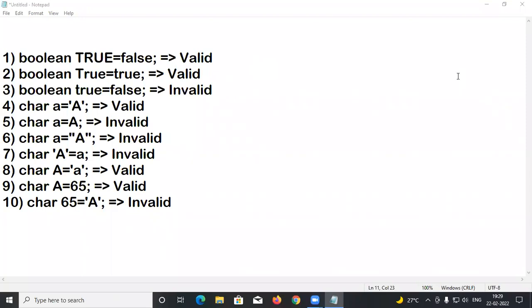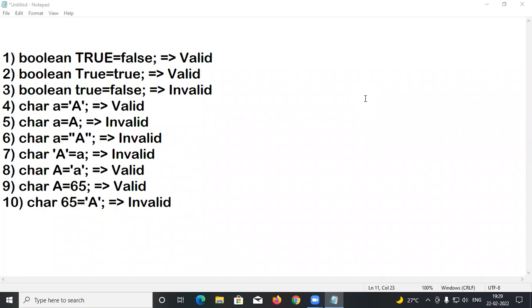How many? 6. What is the first one? Integer literals. Second one, floating point literals. Third one, character literals. Fourth one, string literals. Fifth one, Boolean literals. Sixth one, object literal. 6 categories of literals. Okay.